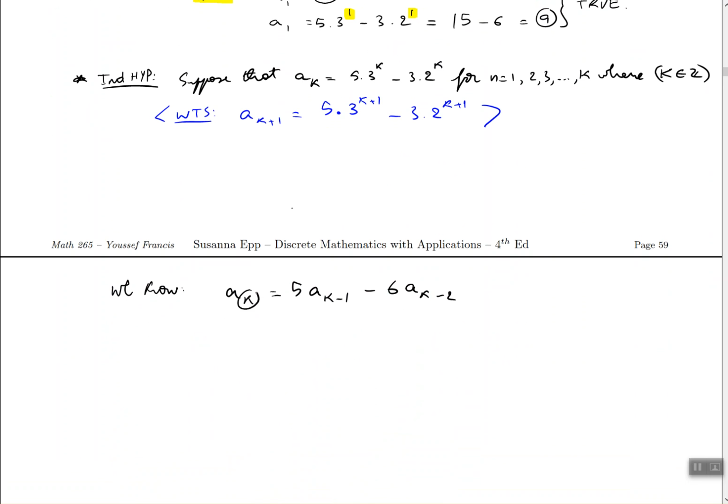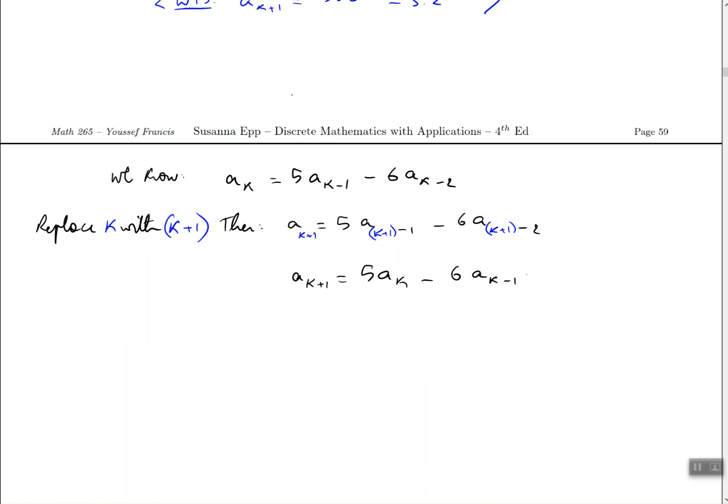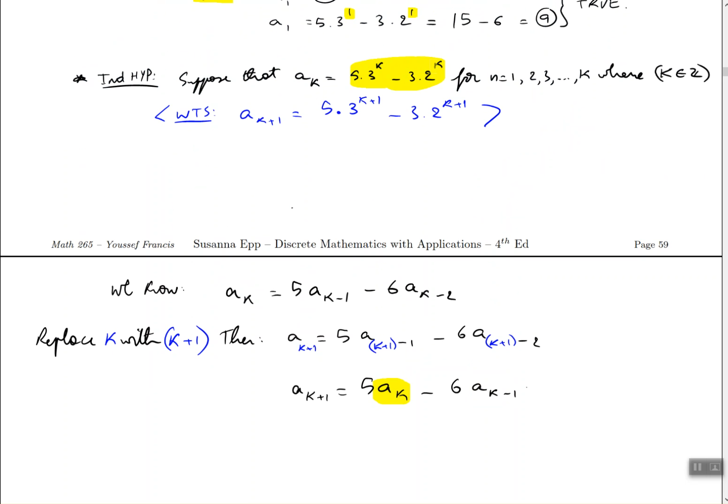But I'm not really interested in knowing information about ak. I want to know information about ak plus 1, so somehow I need to change that. And so I can do this very easily by replacing k with k plus 1. Replace k with k plus 1, and what do I get? So this is what I get. And so cleaning up a little bit more, I end up with ak plus 1 equals 5ak minus 6ak minus 1. But the inductive hypothesis gives us information about ak, and it gives us information about ak minus 1. As a matter of fact, it tells us that ak is equal to all of this right here, 5 times 3 to the power of k minus 3 times 2 to the power of k.